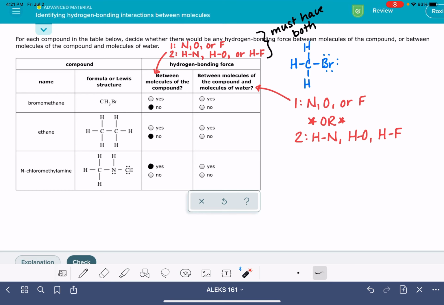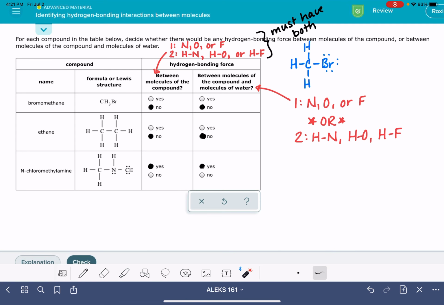So in order to be able to hydrogen bond with water, the molecule just needs to have either a nitrogen, an oxygen, or a fluorine. CH3Br does not have any of those atoms, so that's going to be a no again. In order to hydrogen bond with water, this needs to have a nitrogen, oxygen, or fluorine, and it does not. And then this guy down here, this is a yes.